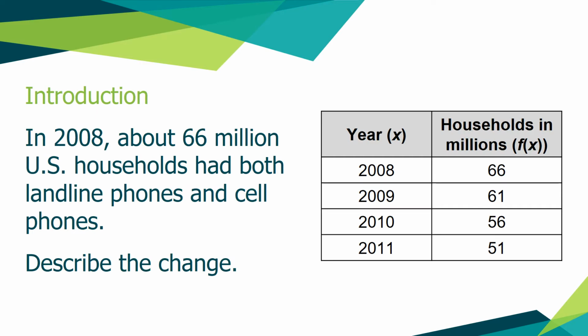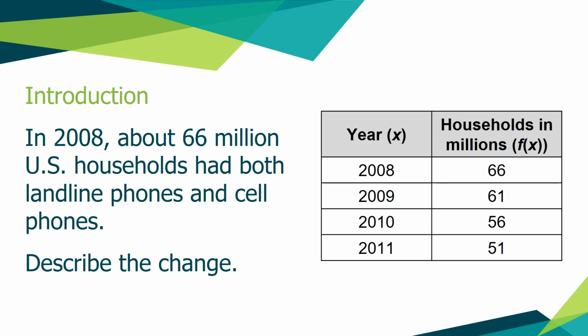Okay, let's think back to Algebra 1, and this is an introduction into rate of change. So we're given a situation. In 2008, about 6 million US households had both landline phones and cell phones, and we need to describe the change in the table. So we've been given a table. In our left-hand column, we have the year 2008, 2009, 2010, and then in the right-hand column, we have households by the millions. So how many households have had so many landlines and cell phones?